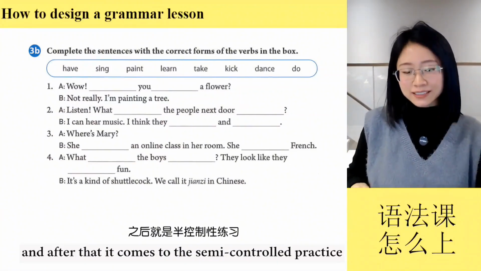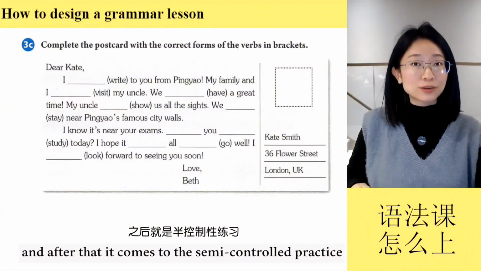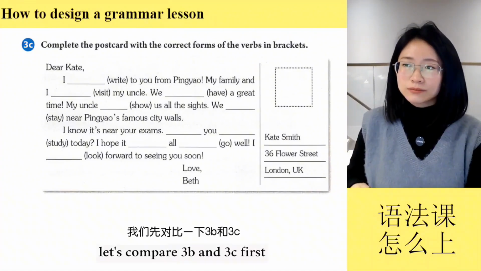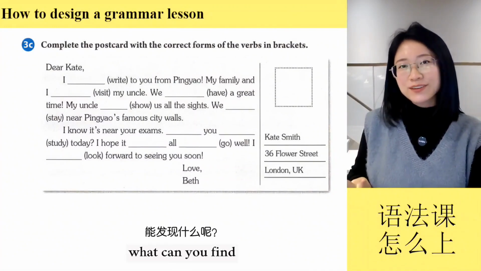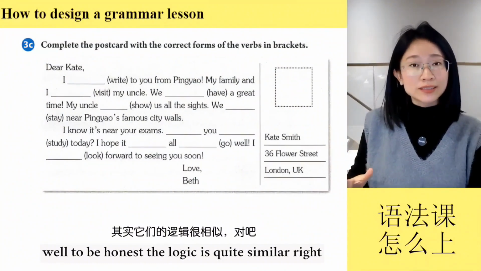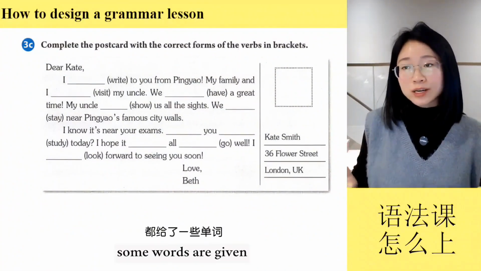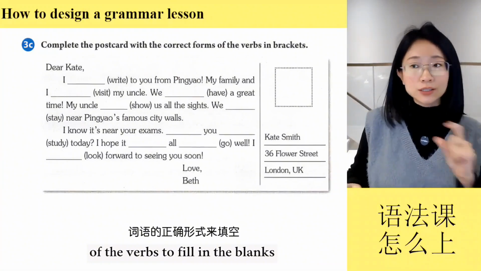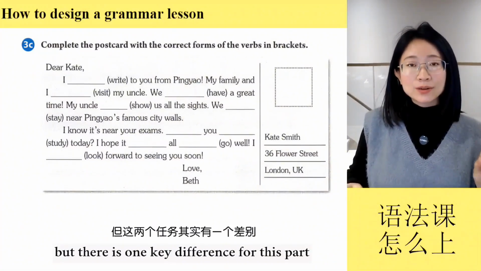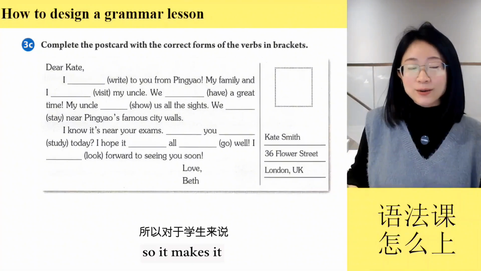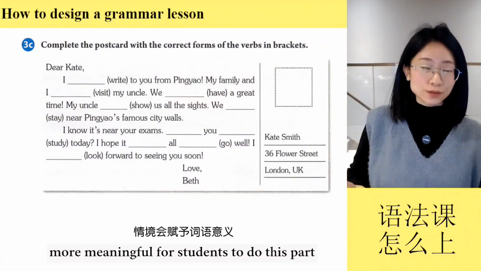And after that, it comes to the semi-controlled practice. Have a look. This is what is in our book. Well, let's compare 3B and 3C first. What can you find? Is there any difference? Well, to be honest, the logic is quite similar, right? Some words are given and students need to use the correct forms of the verbs to fill in the blanks. But there is one key difference. For this part, there is a context. So it makes it more meaningful for students to do this part.